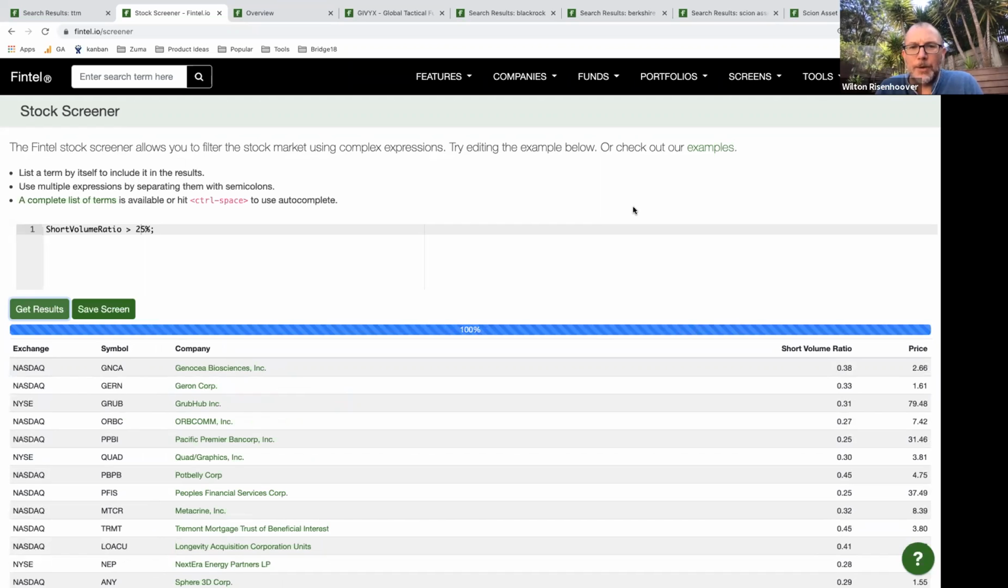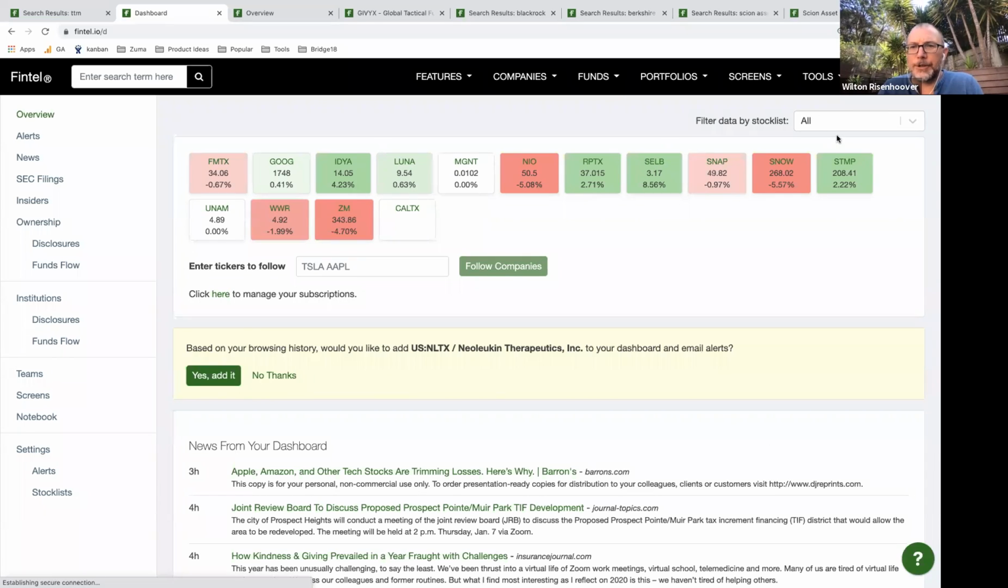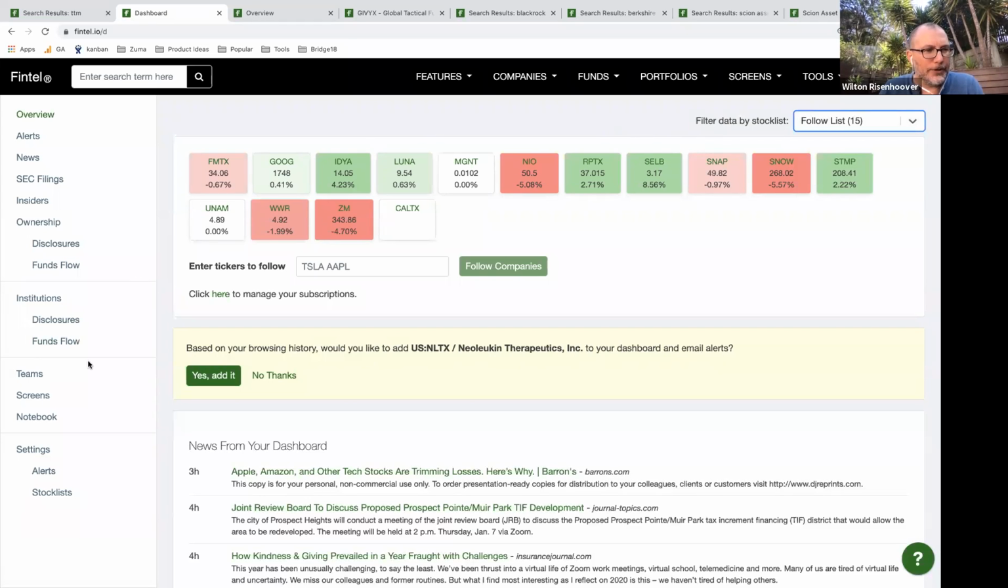Regarding the last question, can more than one list be viewed in an overview without selecting all? Yeah, so go back to the dashboard here. If you have multiple stock lists, you can actually filter them over here. I only have a follow list here, for example. I have to look into this. Looks like there's some caching going on because I know I created another stock list.